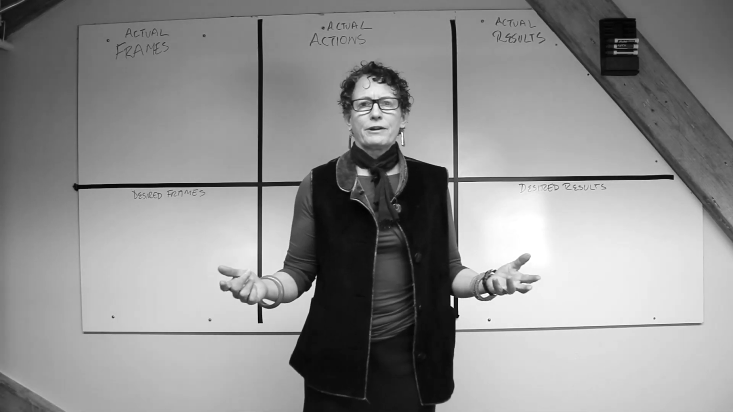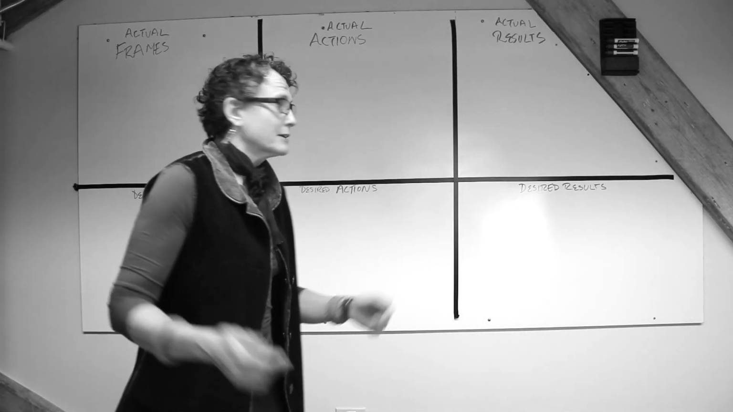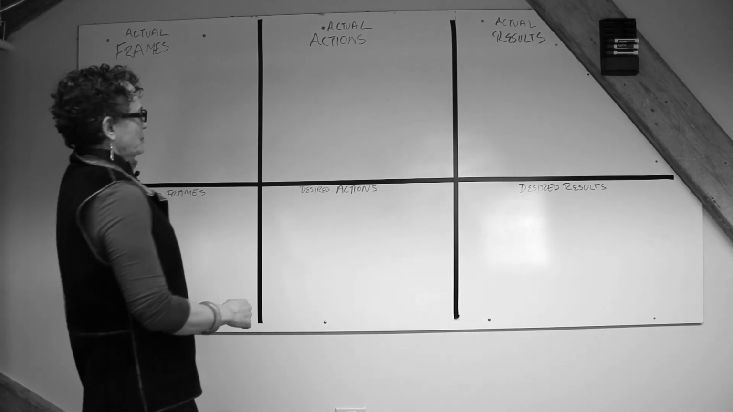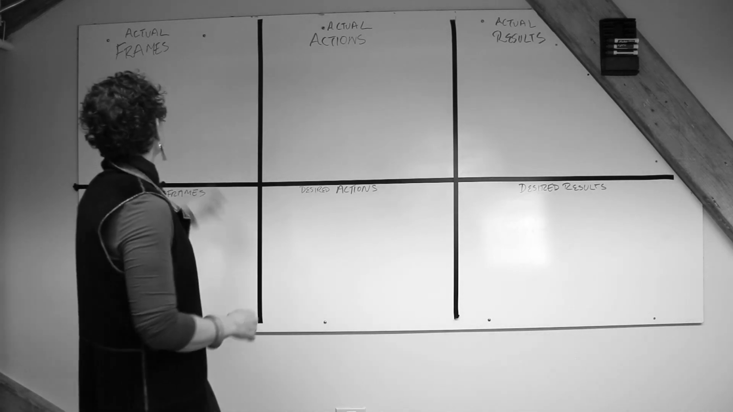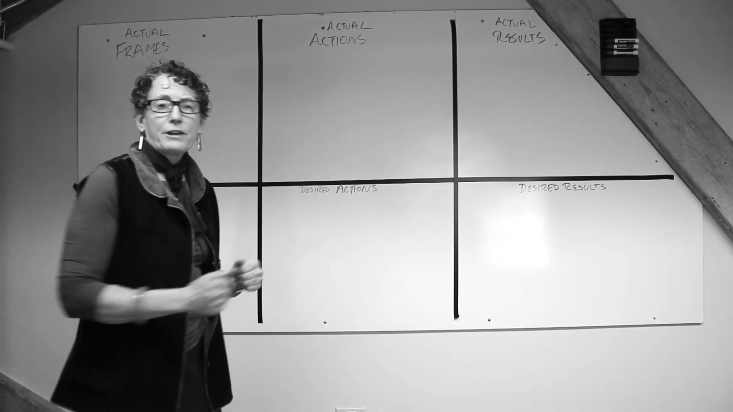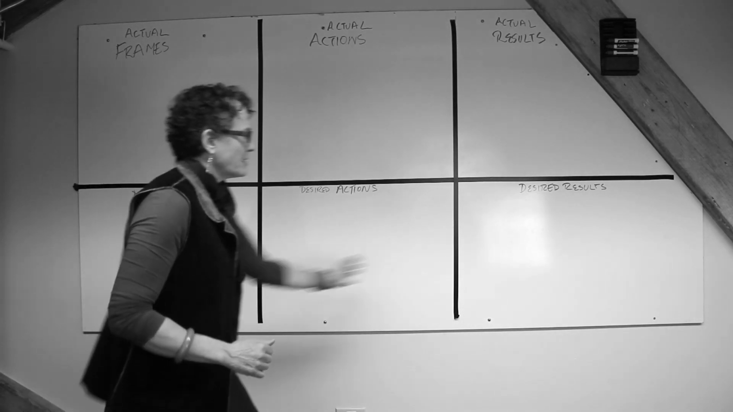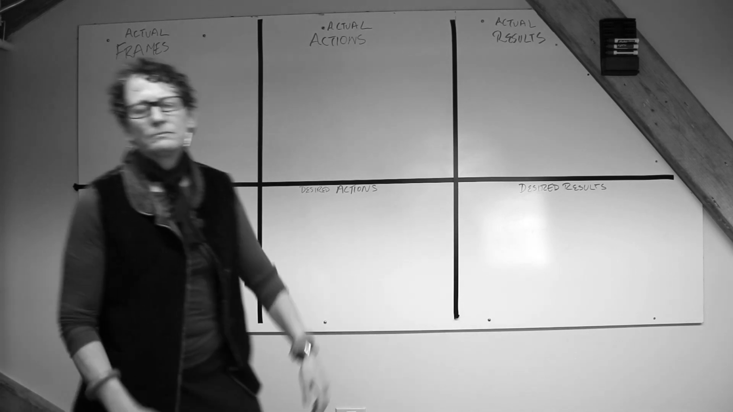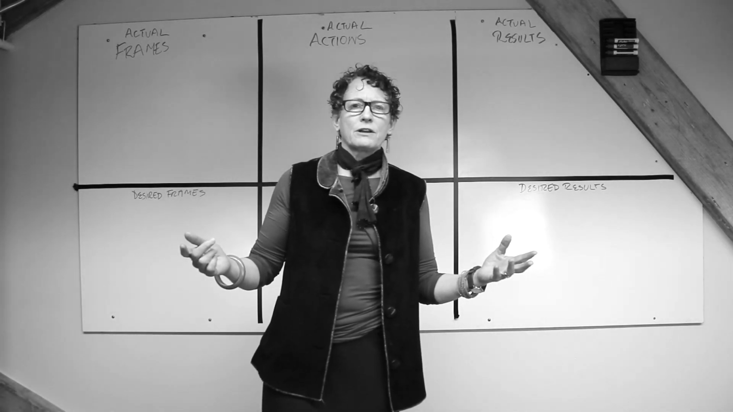So how do you actually do Grit It? Well, first of all, you actually need a grid. So go to a whiteboard and you need to create 3 columns: frames, actions, and results. And then you need to create 2 rows: desired and actual. So what the heck are we going to do with all this?